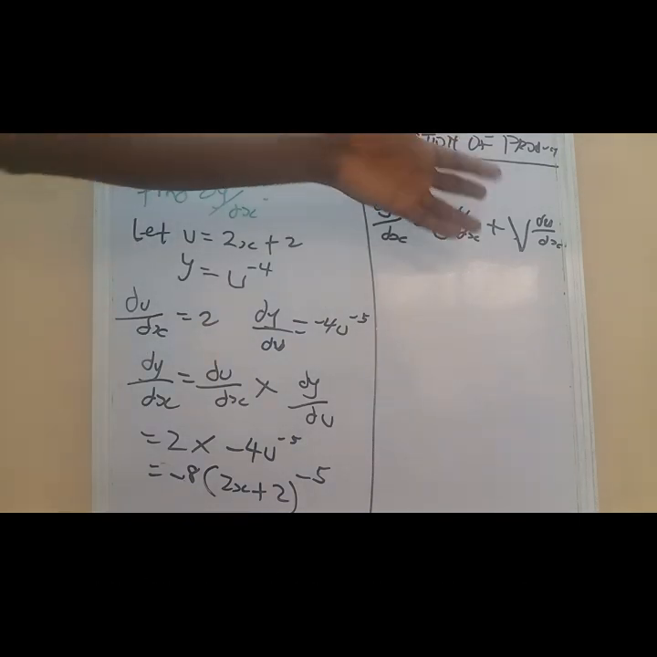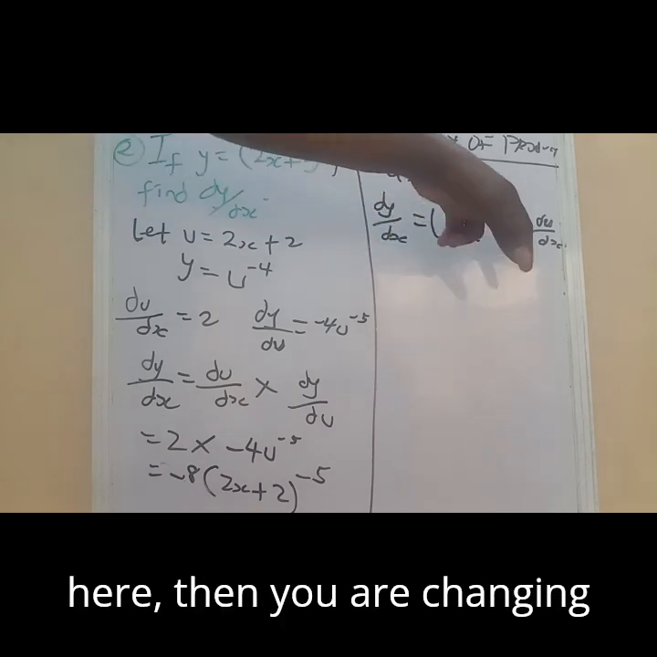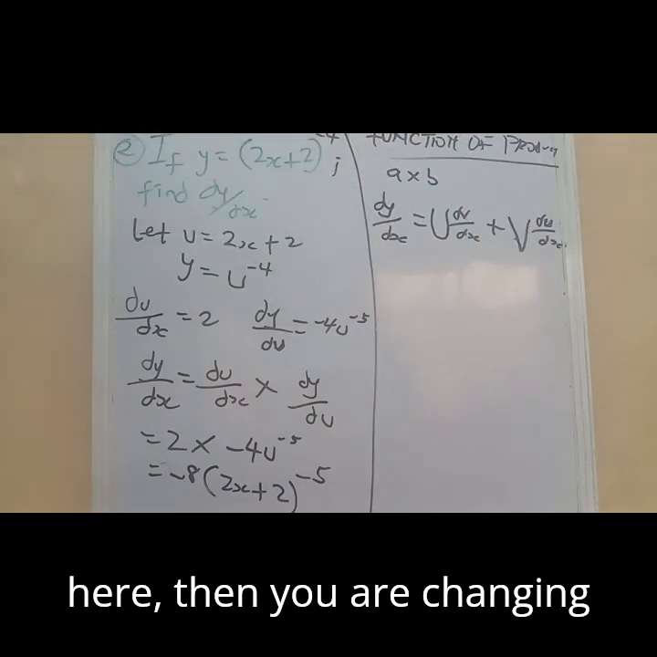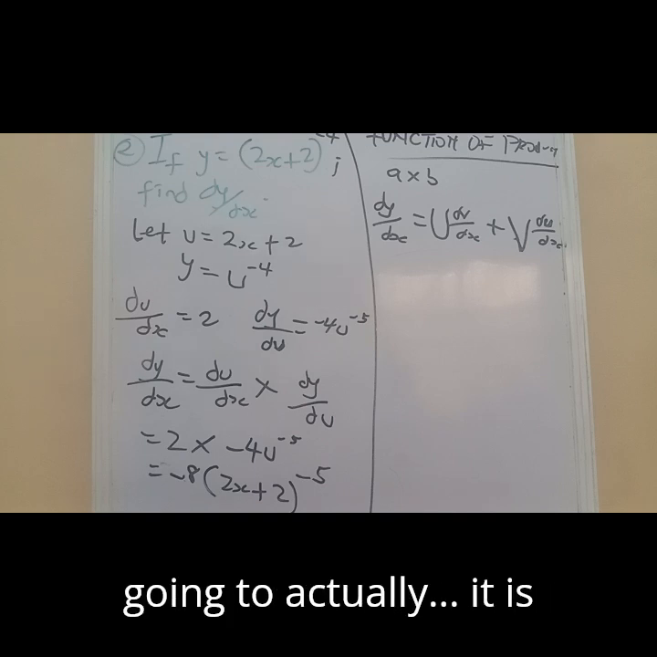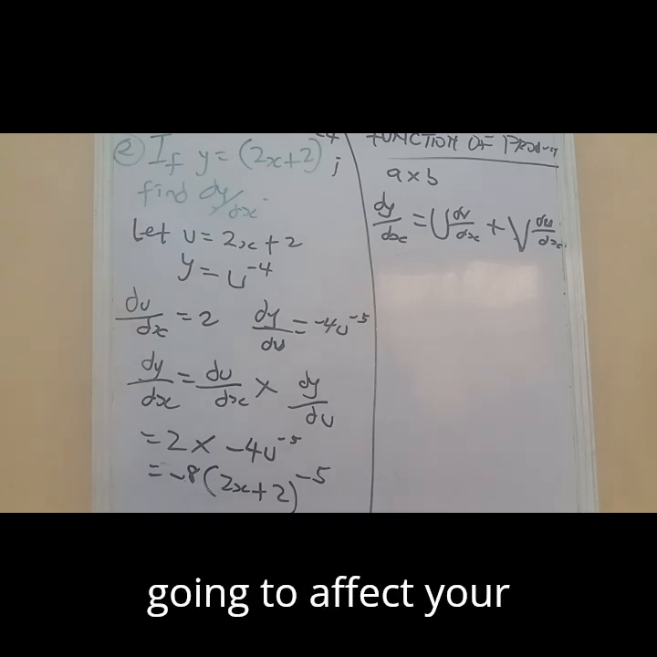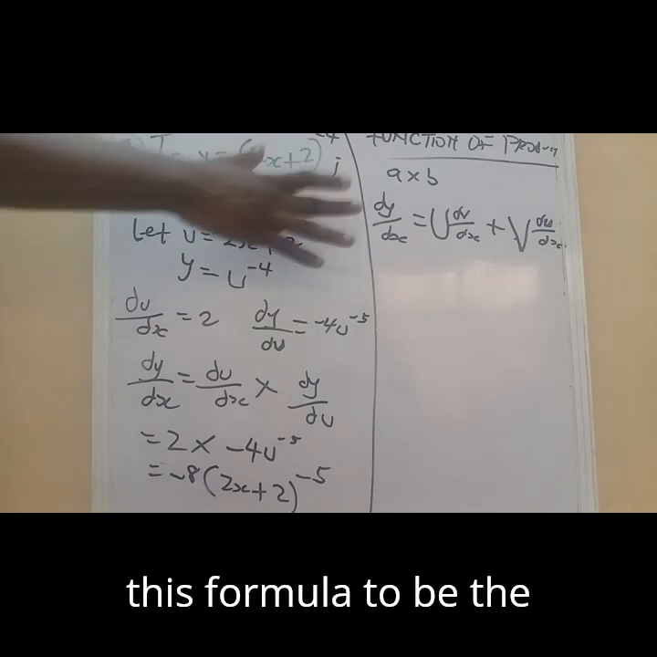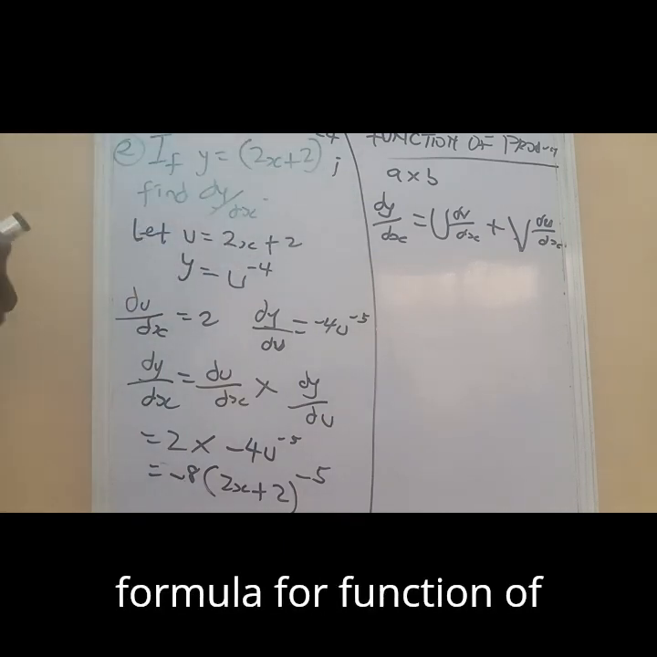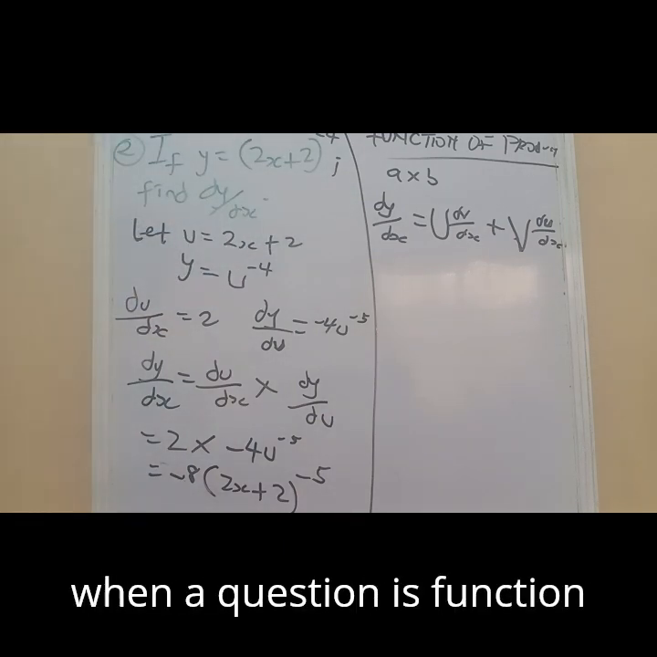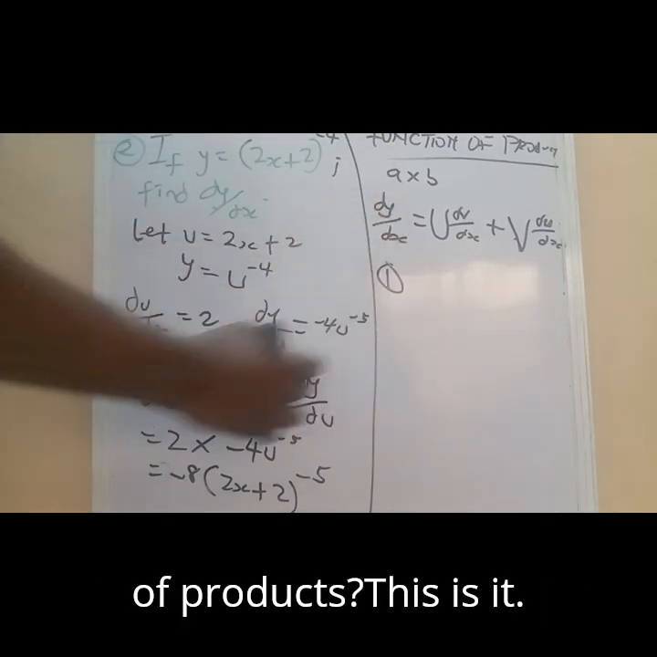But if it is a negative value here and you are interchanging it the other way, it is going to affect your calculation. Now, we have this formula to be the formula for function of products. How do you know when a question is function of products? This is it. Question 1.